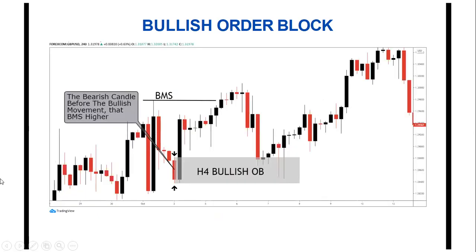So the bearish candle before the bullish movement that breaks the market structure higher is called a bullish order block. So let's look at this example. The market was going high, low, high, low, high, low, like that. So look, this order block here, this H4 bullish order block, broke what? The market structure. So when it broke the market structure, we now call it a bullish order block, and we will expect to see price respecting that bullish order block. Since it broke the market structure, we will expect the price to retrace to the order block, and then we buy.